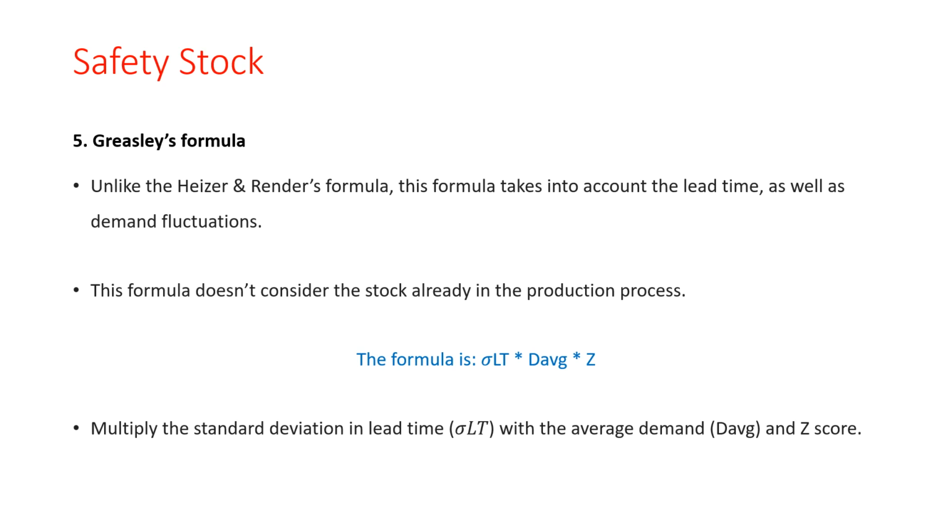In this we are multiplying the standard deviation in the lead time, sigma LT, with the average demand and a Z score value. So here we have the average demand value. In the previous Heizer and Render formula, demand value changes continuously. Here we are using the average demand value. So we are multiplying the standard deviation in the lead time with the average demand value and the Z score. So this is the Greasley formula for safety stock.